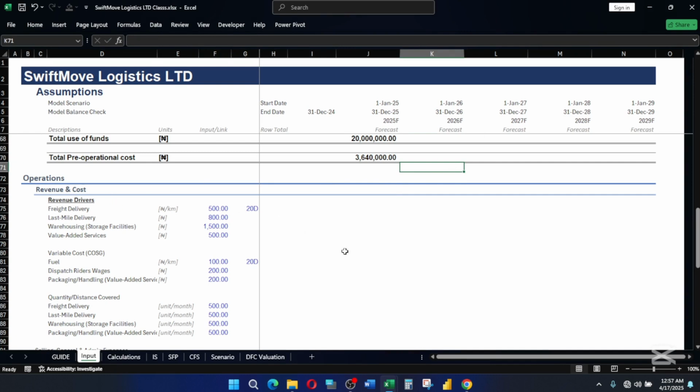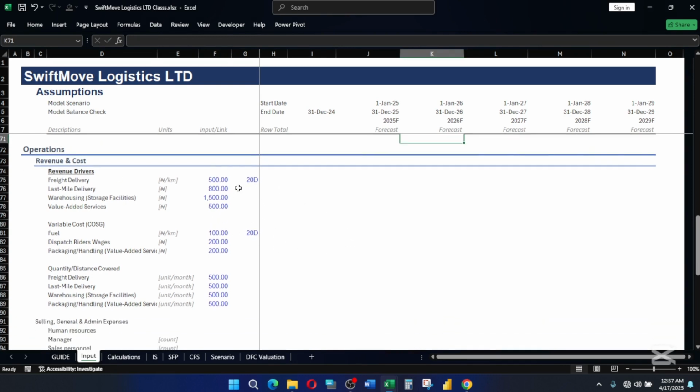So you can see these are the assumptions we have built on our revenue and cost. So we have our revenue. So let's just format this and put it. So we made a change here. We say this is quantity slash volume, volume of delivery, volume of warehousing, packaging. That's what it means. So this is the assumption we are making.